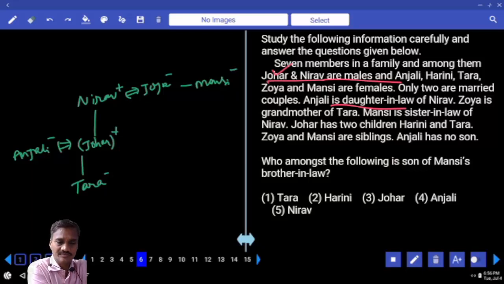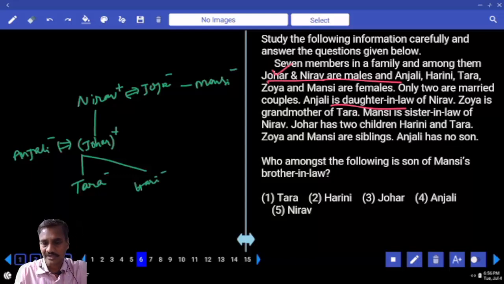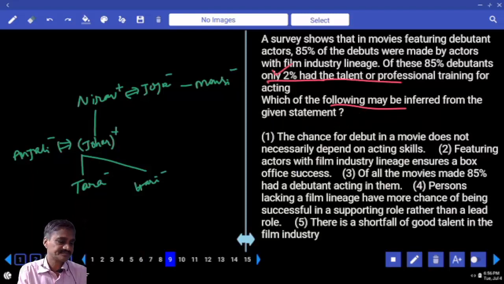Johar has two children, Harini and Tara. Now Harini is again a female. And Zoya and Mansi are siblings. And Anjali has no son. Both the persons are daughters. Now this is about question numbers 6 to 8. The next one, 9 to 11. Now question number 9.